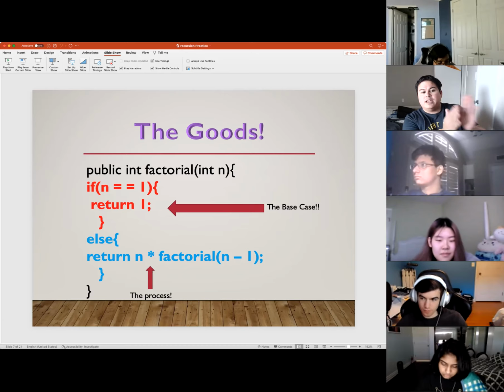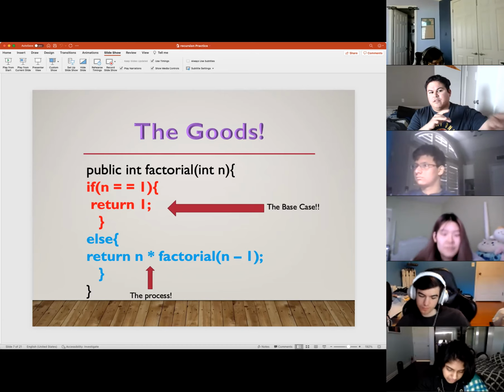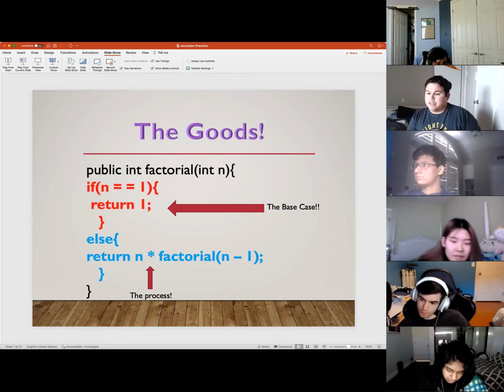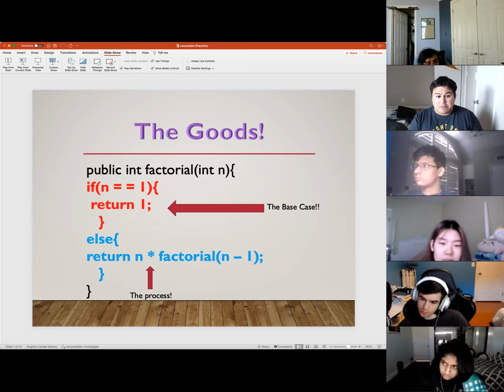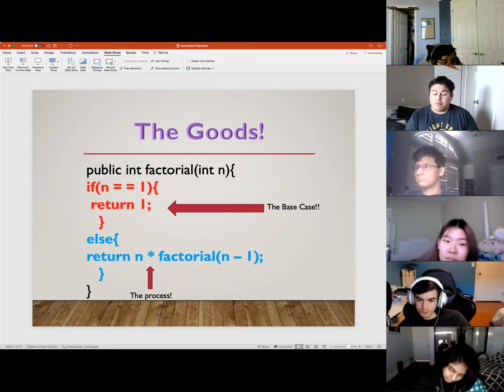However, in a factorial method, or in a recursive method, we have something that we call a base case. Now the base case can be multiple things, but it's basically what we would call the terminating statement. And the terminating statement is basically your return where you're not calling upon the method anymore.